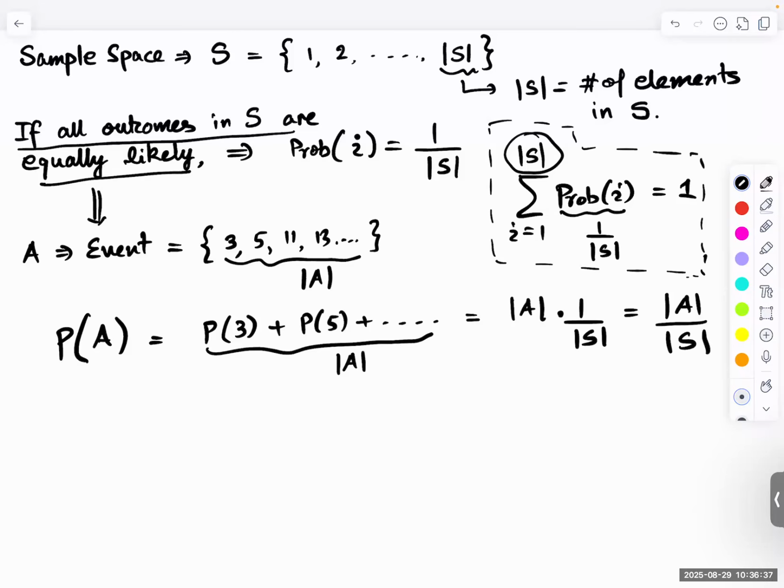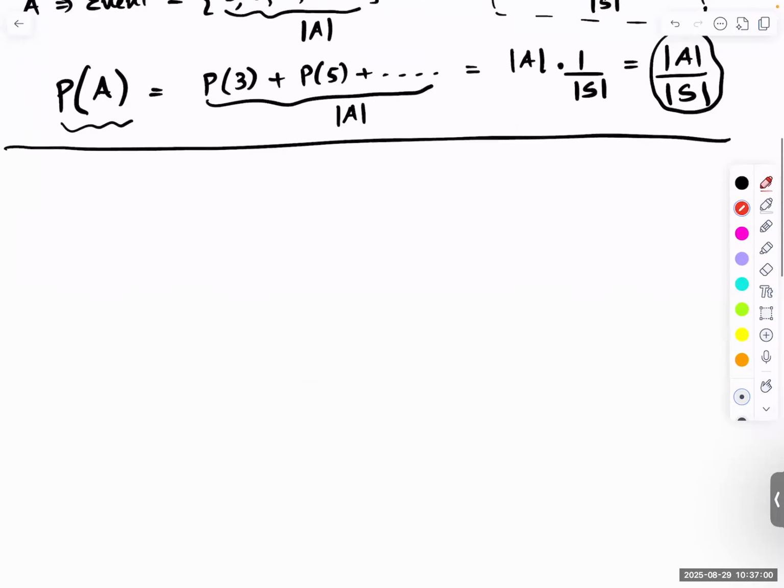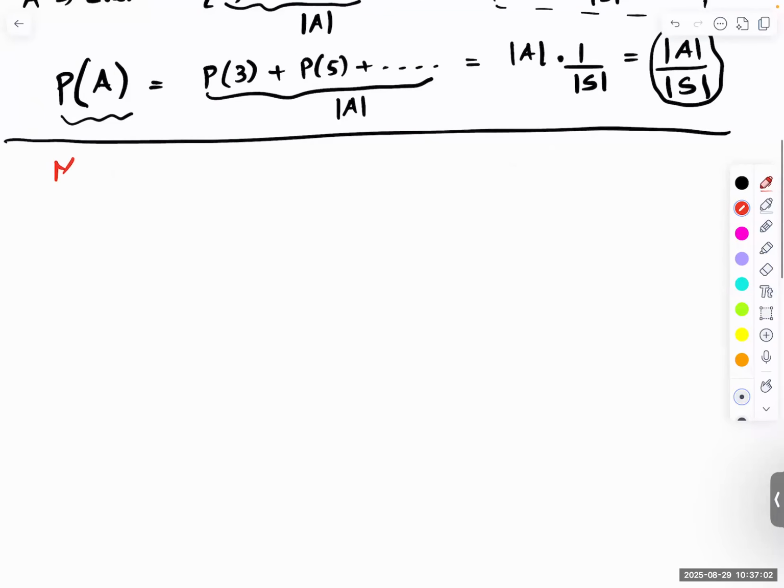So the simple formula is that if you are looking at scenarios where the sample space has all equally likely outcomes, then you can readily find the probability of an event A as the ratio of the number of elements in that event divided by the total size of the sample space. So it's a relatively straightforward idea. Okay, so let's move to the next concept, which is called the multiplication principle.